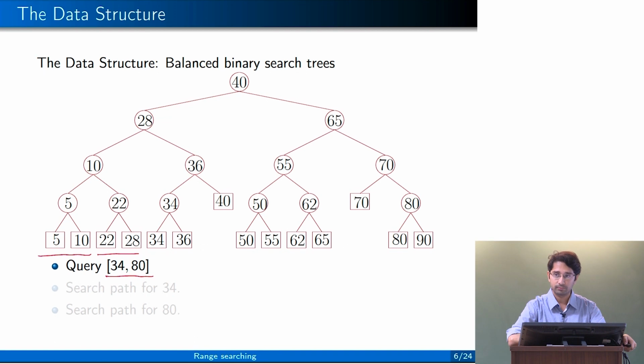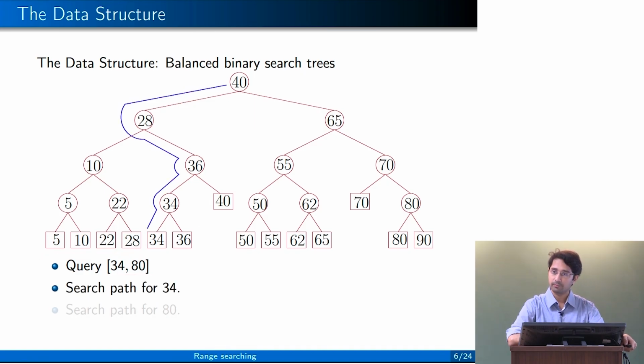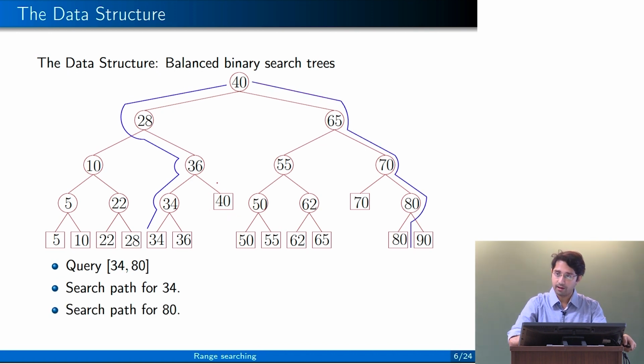Search for 34 and 80 and then report all. Very good. We will search for 34. This is the search for 34. Right, when I am going left, what can I say? If the search path goes left, whatever is in the right is in the range. I look for 80 similarly, and I will report the nodes.